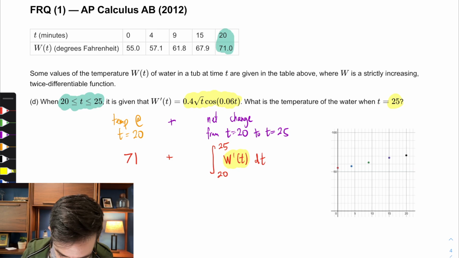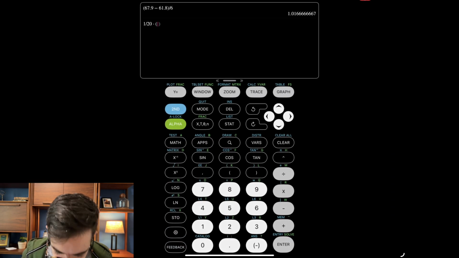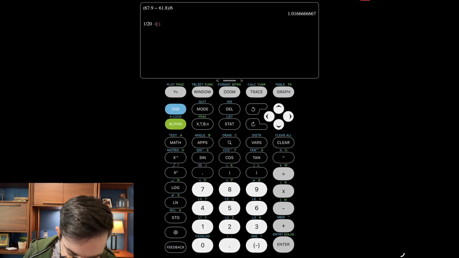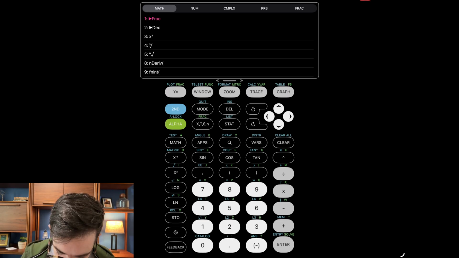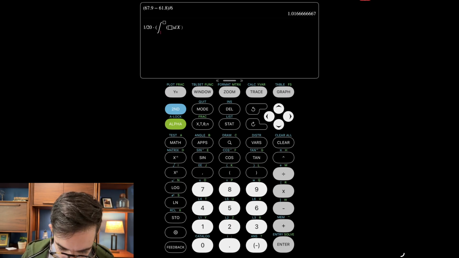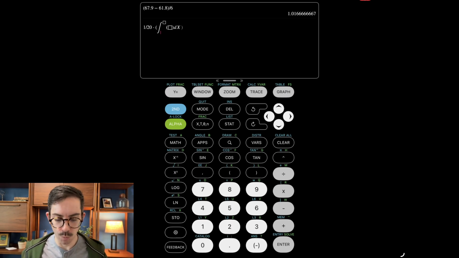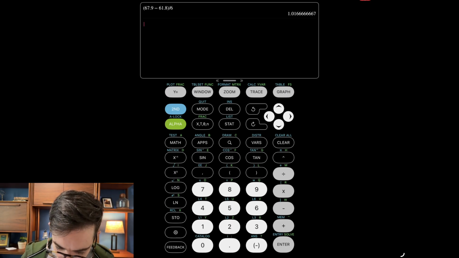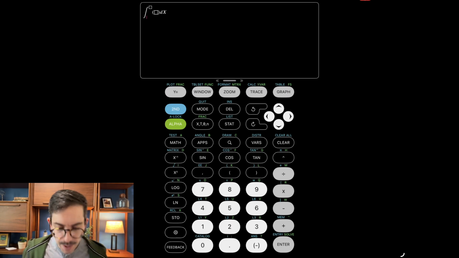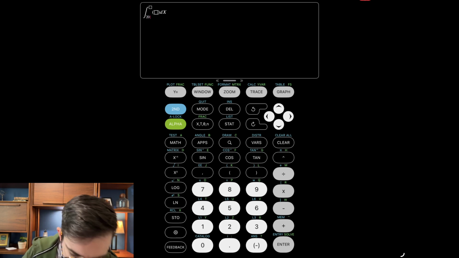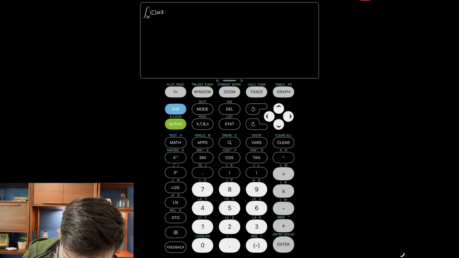So let's dive into our calculator. We need to remember we're going to hit math, and that's going to pull up our math menu. And then it's the 9th entry on there. It's fnInt, function integral. So here, well, I have leftover work from earlier on. So let me just clear all of this because that's going to mess me up. So again, we'll do math, entry 9. And I know I want to do 20 up to 25.